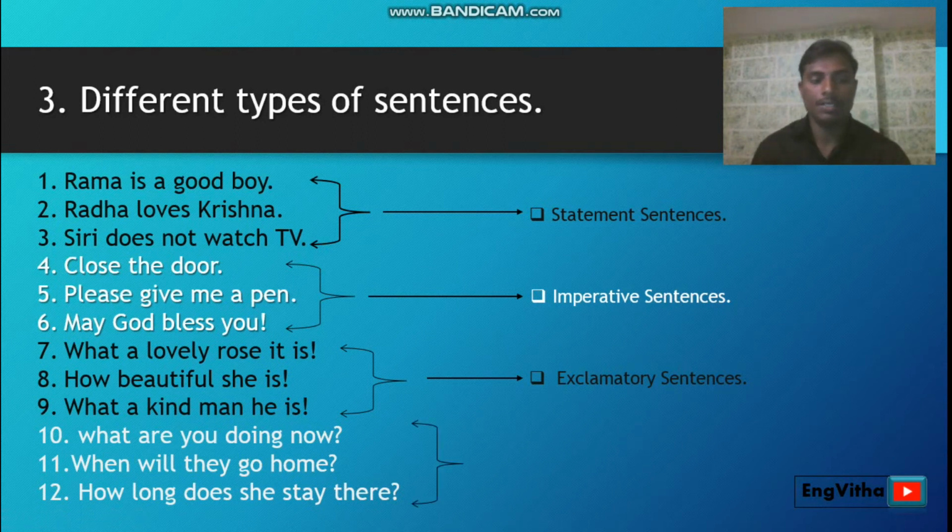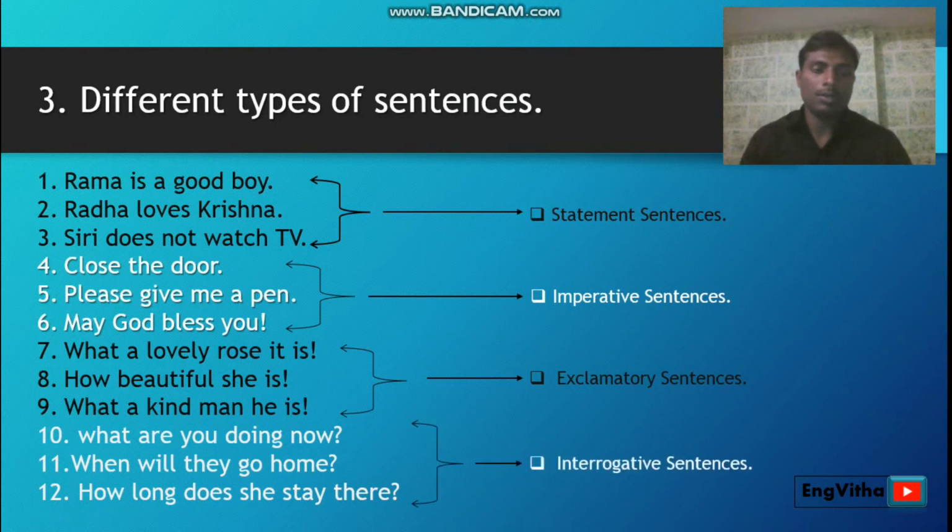are questions. What are you doing now? When will they go home? How long does she stay there? These are used to ask questions. So these three sentences come under the category called interrogative sentences. So these are the four different types of sentences. So let us look at each one in detail, its definition and a few examples.